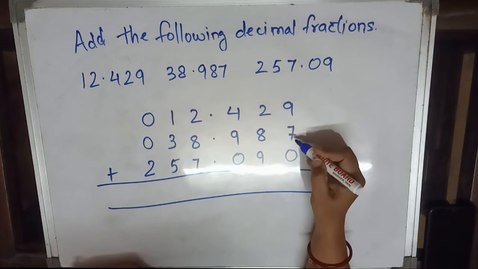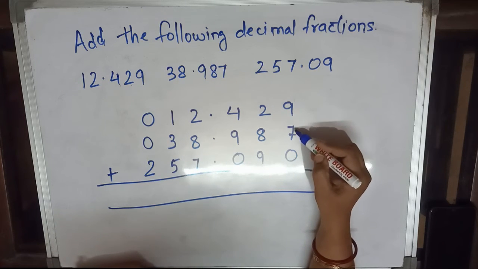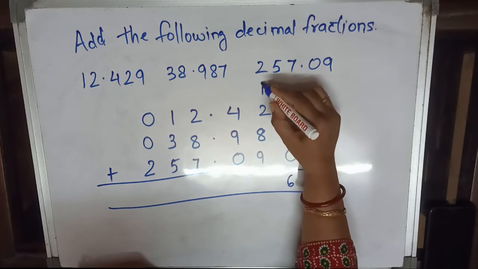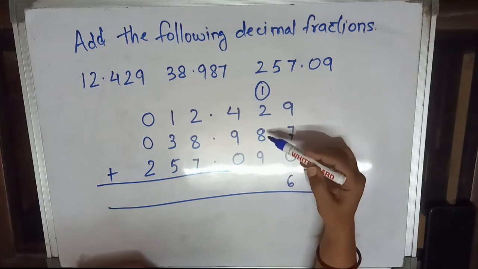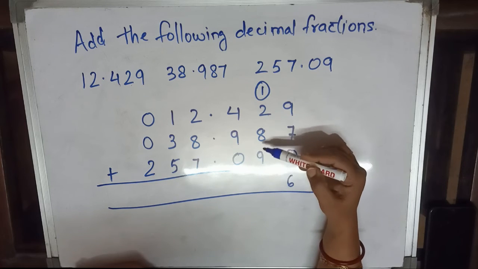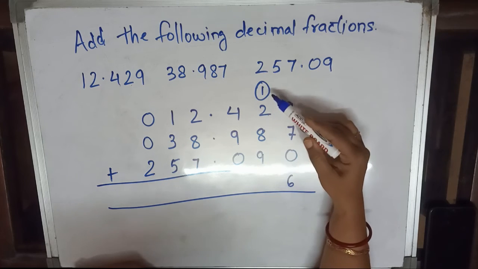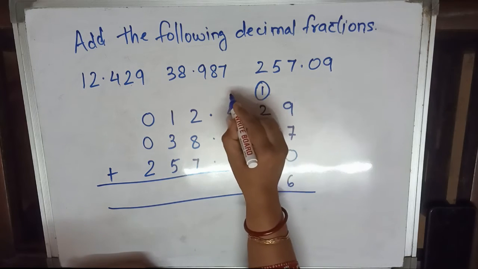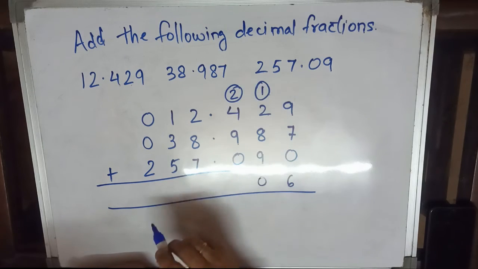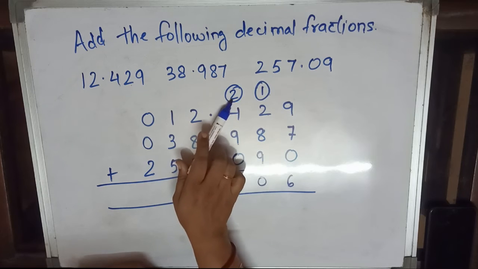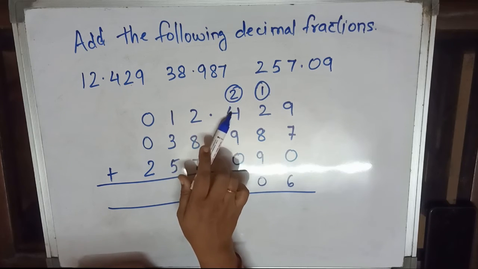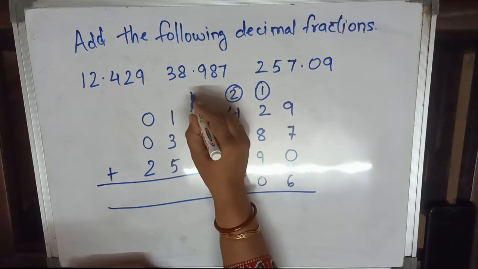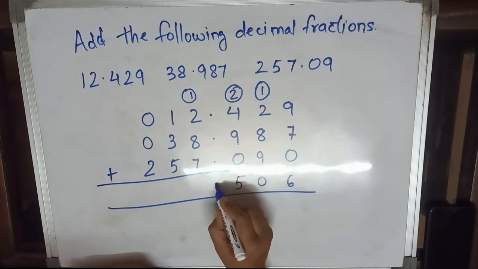9 plus 7, now we have to add. 9 plus 7, 16. 6, 1 carry over. 8 plus 2, 10. 10 plus 9, 19. 19 plus 1, 20. 0, 2 carry over. 9 plus 2, 10, 11. 11 plus 4, 15. 5, 1 carry over. Decimal below we will put decimal.